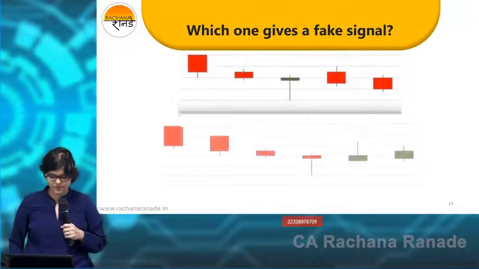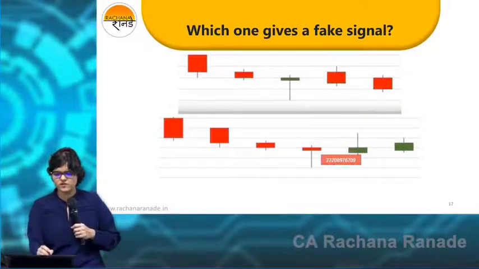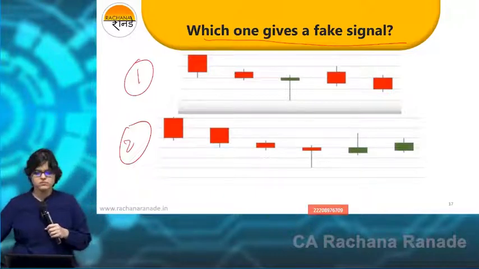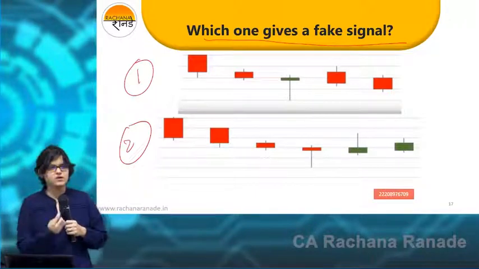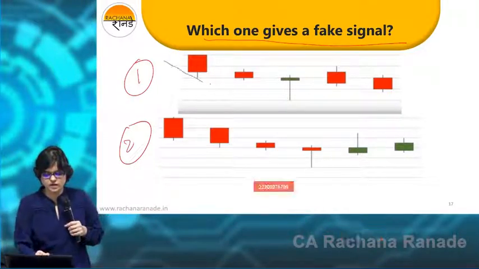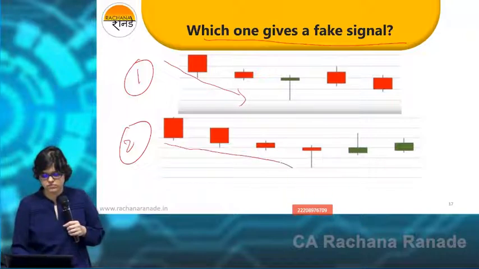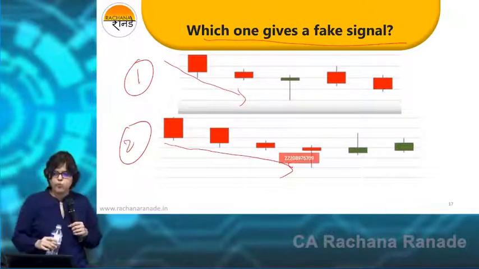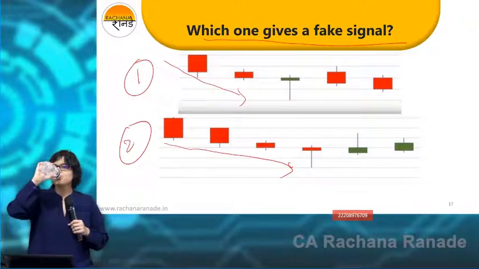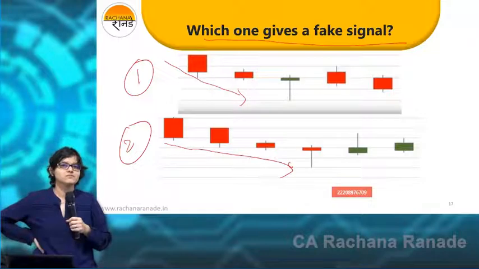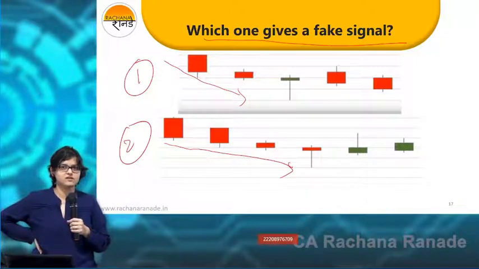Just have a look at this. Which one gives a fake signal? Is it 1 or 2? Don't shout out the answer. Of course, I've just taken again a small screenshot of a big chart. So assume that this is a down move or a downtrend. Which one gives a fake signal? I'm not talking about a correct signal. Fake signal. Wrong signal.